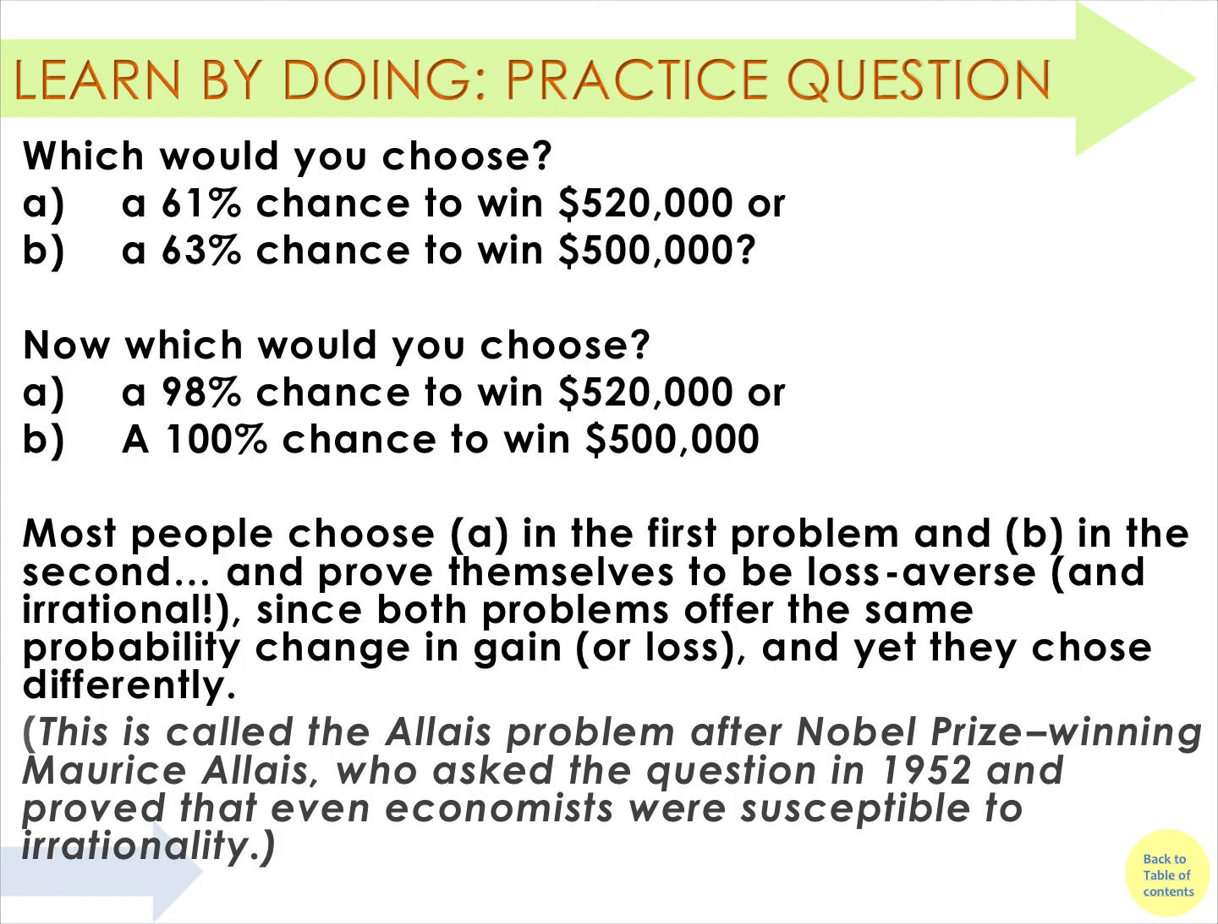And for those of you that want to do a little proof on this, this is the famous Allais question. Which would you choose? A 61% chance to win $520,000 or a 63% chance to win $500,000? Make your decision. And notice how it's framed. It's framed as a gain. Now, on the second part, which would you choose? A 98% chance to win $520,000 or a 100% chance to win $500,000? Most people choose A in the first and B in the second and prove themselves to be loss averse.